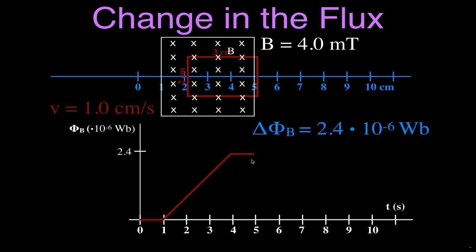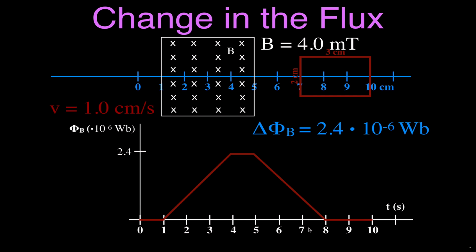Now when it moves out, it decreases. So we have this same magnitude, but it has a negative sign in front of it. That means it's decreasing from 2.4 times 10 to the minus 6 Webers back to 0 as it moves out. And then it moves across for 2 more seconds away from the magnetic field, so it goes back to 0. So that's the graph of the change in the magnetic flux from 0 to 10 seconds. Remember, it's only changing from 1 to 4 and 5 to 8.